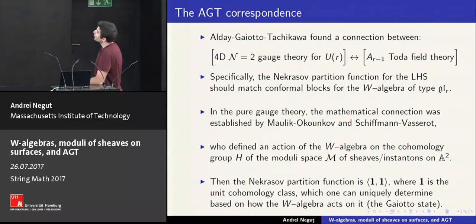Now, as far as the theory in the right-hand side is concerned, they show that the cohomology class 1 is what physicists call a Whittaker state. In other words, it's uniquely determined by how the W-algebra acts on it. So you can completely describe this class in terms of both the gauge theory in the left-hand side and the conformal field theory in the right-hand side. And this shows that a Nekrasov partition function is equal to conformal blocks. So this is the philosophy which they carried out in the case of the pure gauge theory.